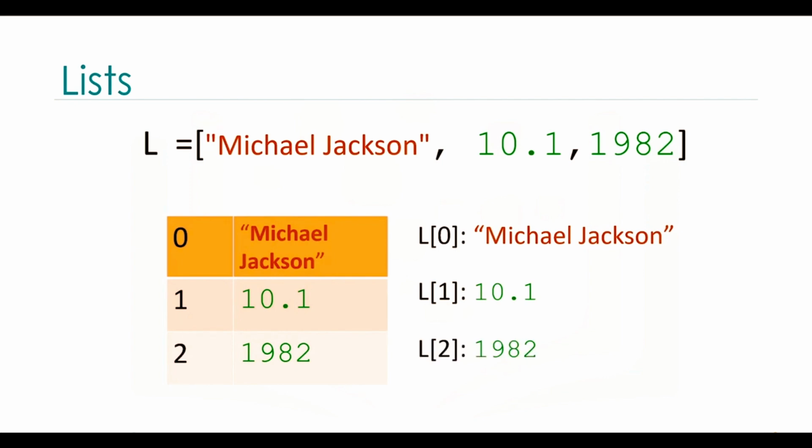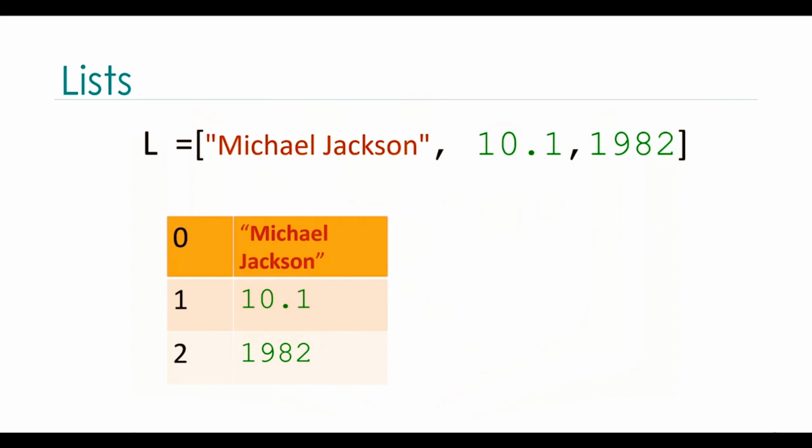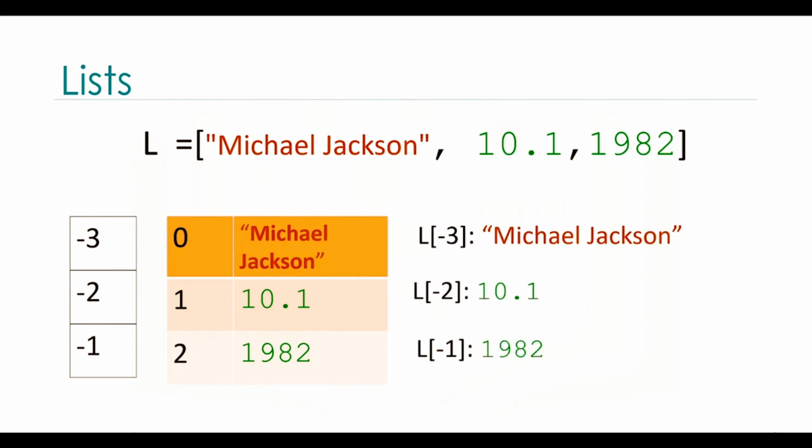We can also access the last element. In Python, we can use a negative index. The relationship is as follows. The corresponding indexes are as follows.